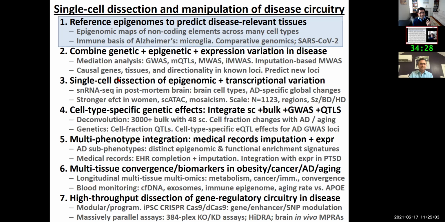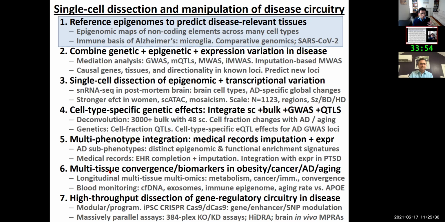We then look at the single cell level at this epigenomic and transcriptional variation. We combine it with genetic variation using deconvolution and using the single cell datasets directly in the context of both genome-wide association studies and expression or methylation quantitative trait locus studies. We then integrate these phenotypes beyond just disease, non-disease, to include many intermediate phenotypes through medical records and through additional measurements in these individuals.